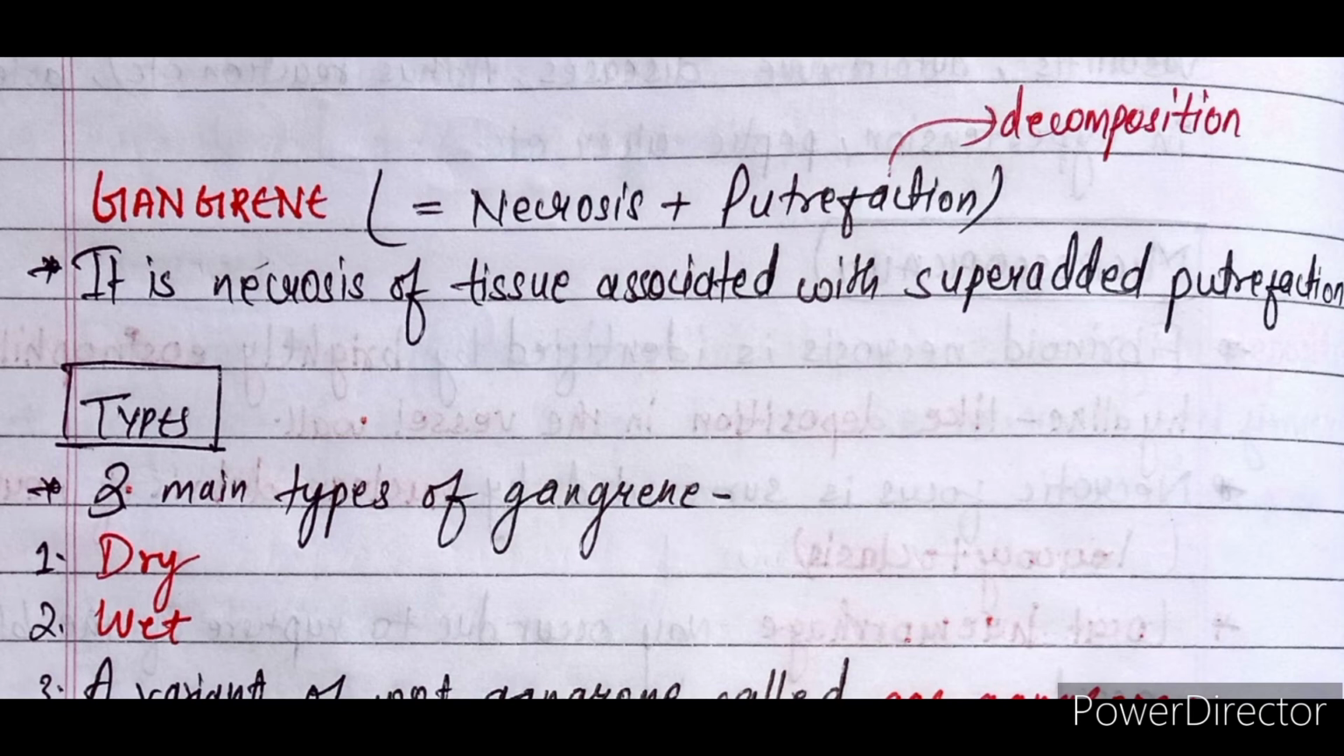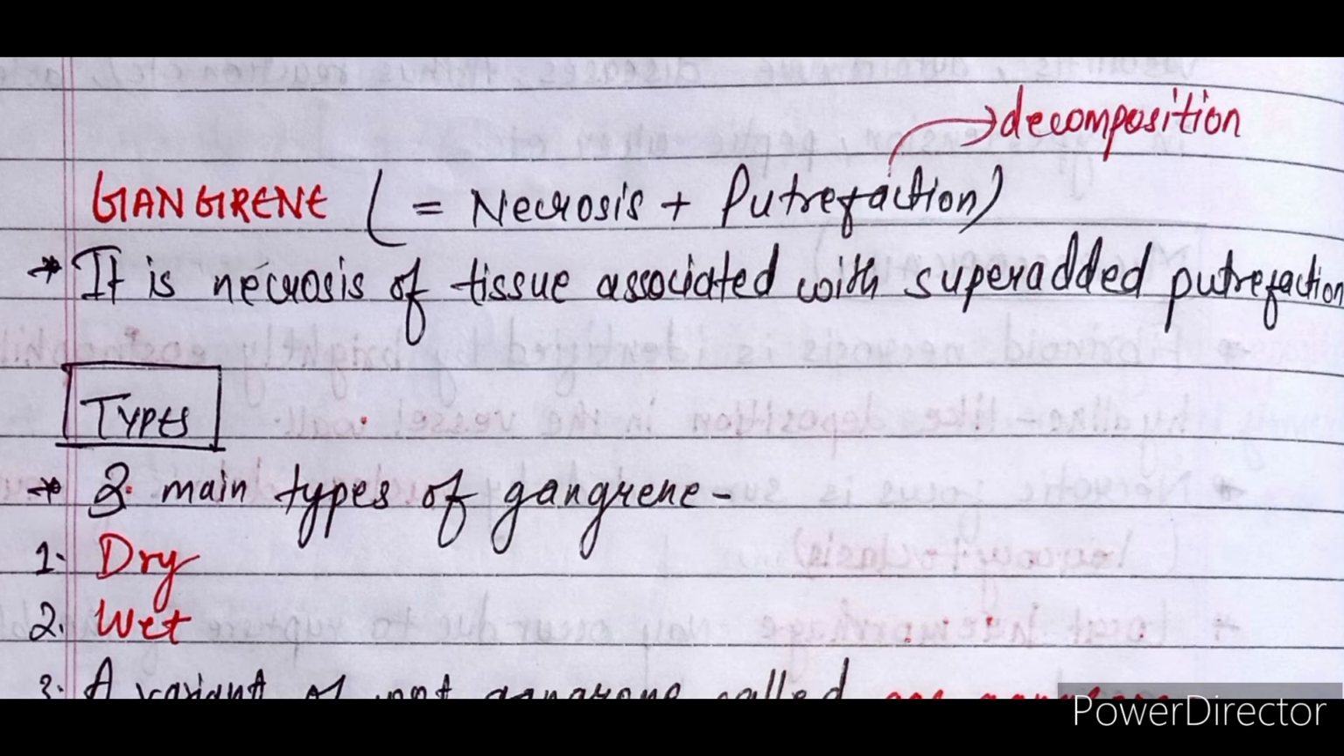Today we are going to study a topic known as gangrene. So, what is gangrene? It is necrosis plus putrefaction, that is decomposition. So, it is necrosis of tissue associated with superadded putrefaction. So, gangrene takes place after necrosis.